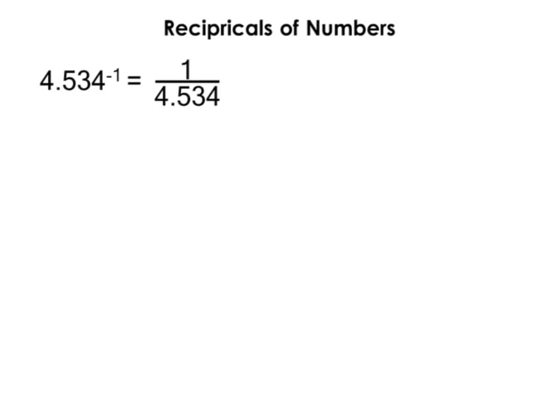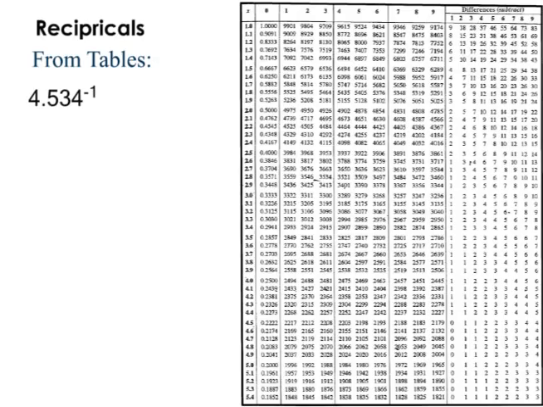Can we do the long division? We have 1 divided by 4.534. Finding reciprocals of whole numbers is easy, but decimals? No. Luckily, we have tables of reciprocals of numbers from which we read the reciprocals of numbers. The tables give the reciprocals of numbers from 1.000 to 9.999.